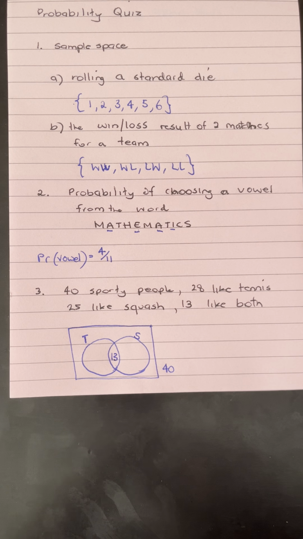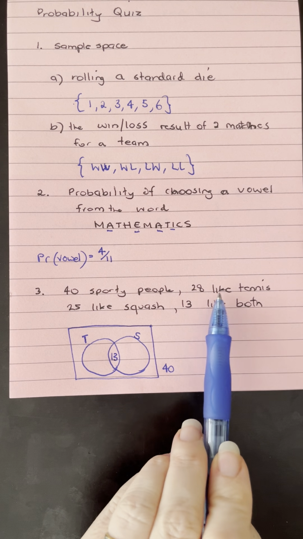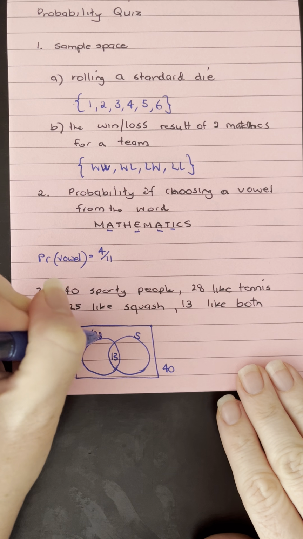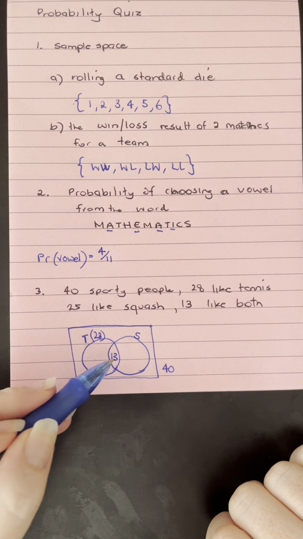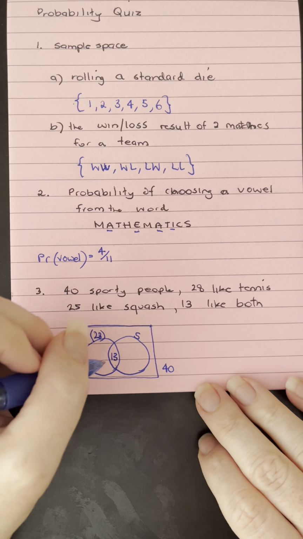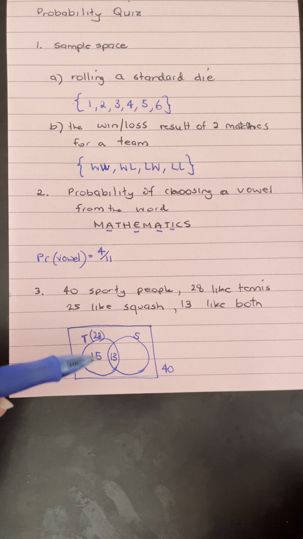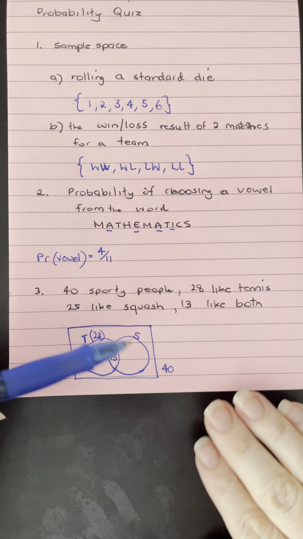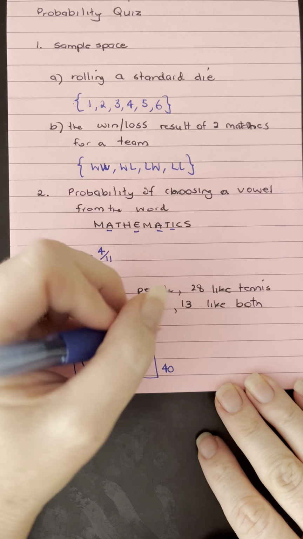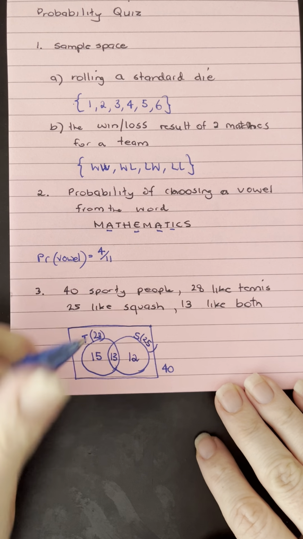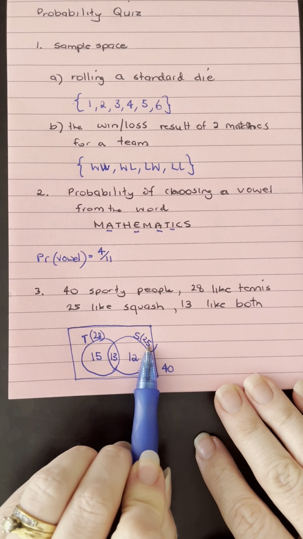But the next bit is where some people get tricked up. It says 28 like tennis. That means that whole circle for tennis adds to 28. So the something plus 13 gives us 28. So we know we have to put a 15 there. The big mistake people make is they put the 28 down here. And then for squash, we know that there's 25 altogether. And so we're going to put a 12 here because 12 plus 13 gives us 25.